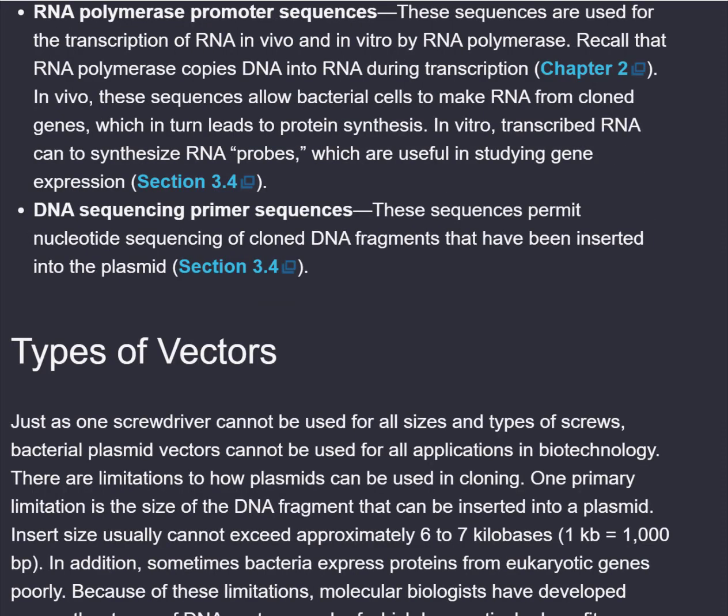RNA polymerase promoter sequences. These sequences are used for the transcription of RNA in vivo and in vitro by RNA polymerase. Recall that RNA polymerase copies DNA into RNA during transcription, Chapter 2. In vivo, these sequences allow bacterial cells to make RNA from cloned genes, which in turn leads to protein synthesis. In vitro, transcribed RNA can synthesize RNA probes, which are useful in studying gene expression, Section 3.4.